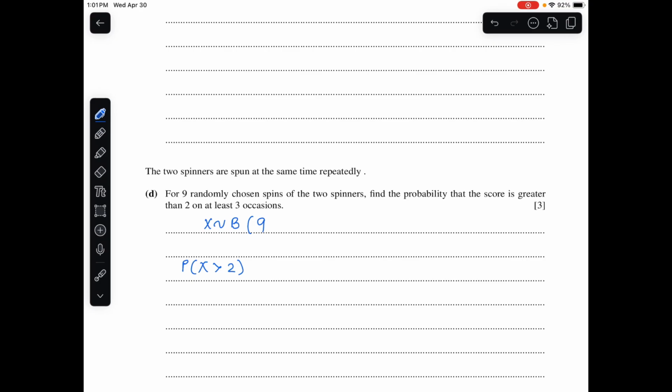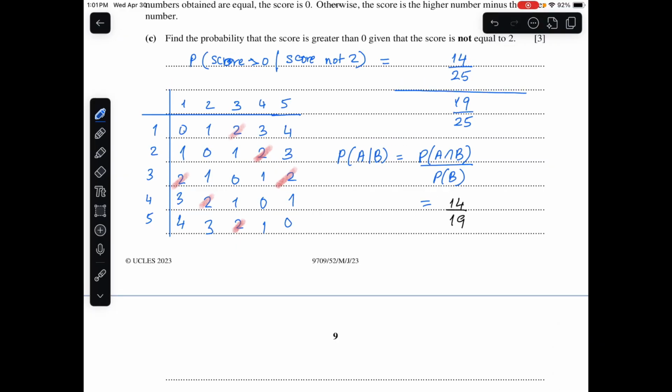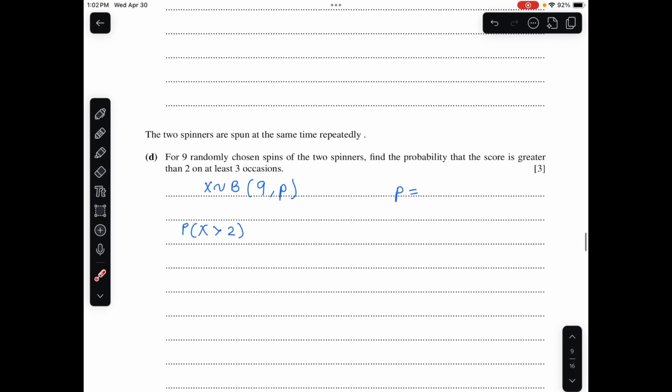So when we think about binomial distribution, we need to think about what is the value of p. p is the probability of success. So we need the score to be greater than 2. So how many numbers are here? You look up into your table. When is the score greater than 2? So 1, 2, 3, 4, 5, 6. So this is 6 out of 25. So the probability of success is 6 out of 25. So I can replace here p as 6 out of 25 in the binomial distribution.